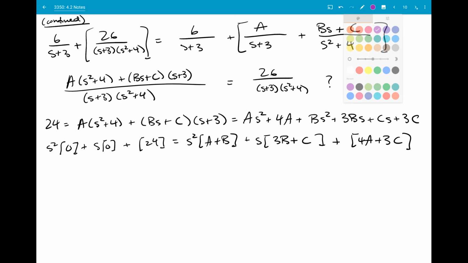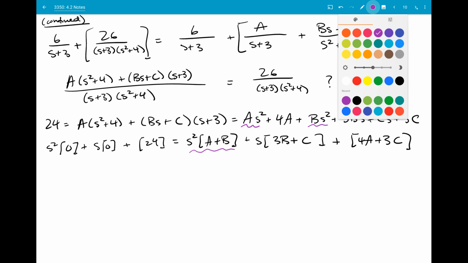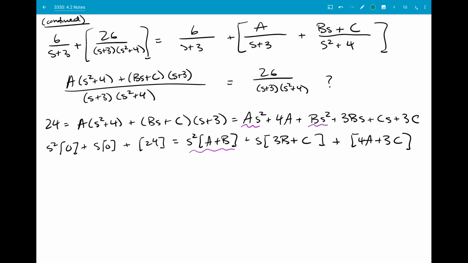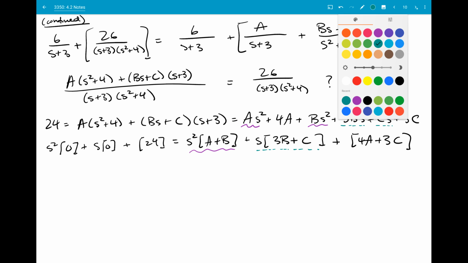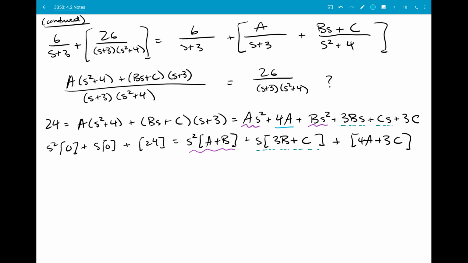And real quick, I'm going to highlight where everything came from. So my As squared and my Bs squared gave me my s squared times A plus B. My 3Bs and Cs gave me s times 3B plus s times C. And then my 4A and 3C are where my 4A and 3C came from. And then I want both these sides to be equal no matter what value of s I have.